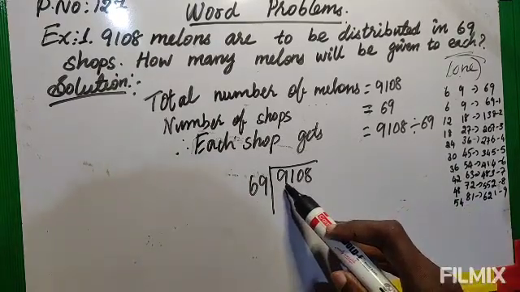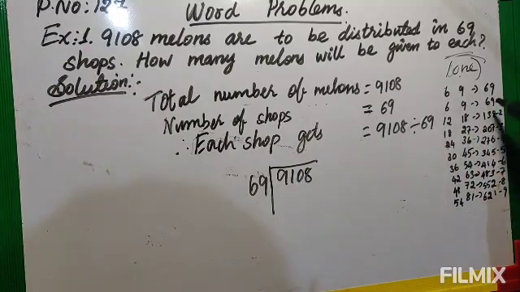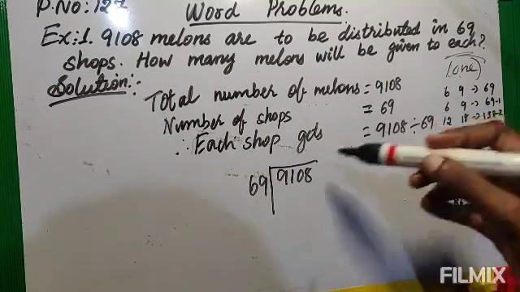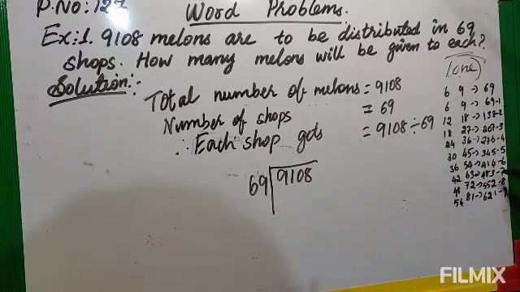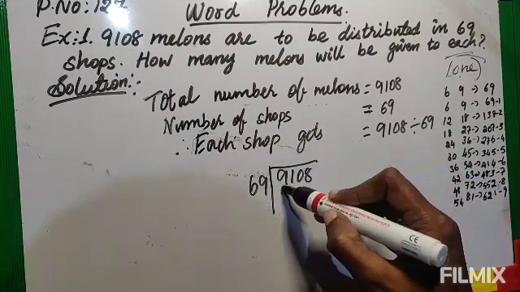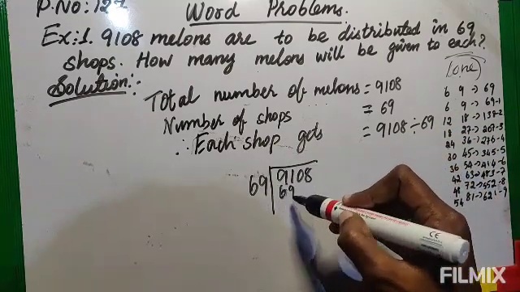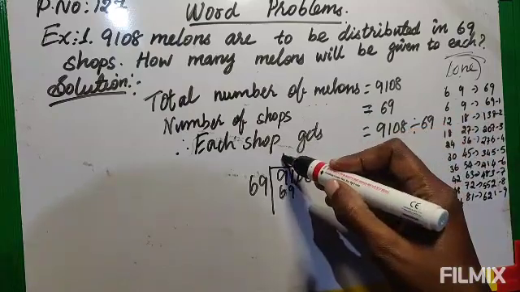First you will take 9. Small 9 is not here, and smaller than 9 also is not there. So you will take the next number. So now 91. 91 is not there. So smaller than 91, 69 is there. So you will write here 69. And 69 is how many times? 1 time. So you will write on the top.